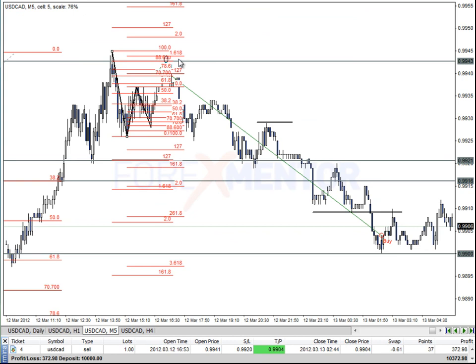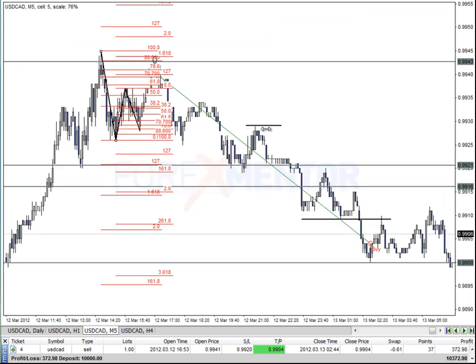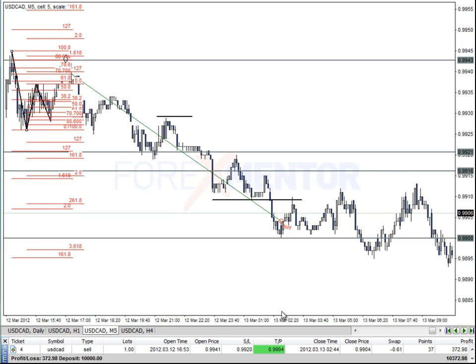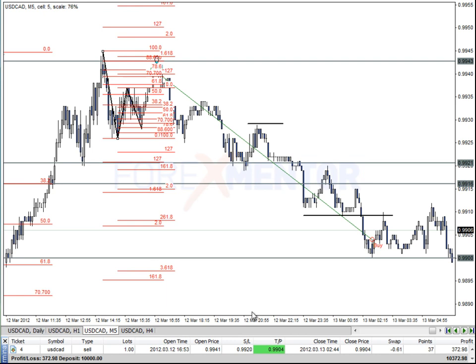Once again, small risk. Okay, really small risk, and we get a nice little move down. So here again, that's how we do it. So that's a sim trade. It was a bat trade on the dollar CAD.